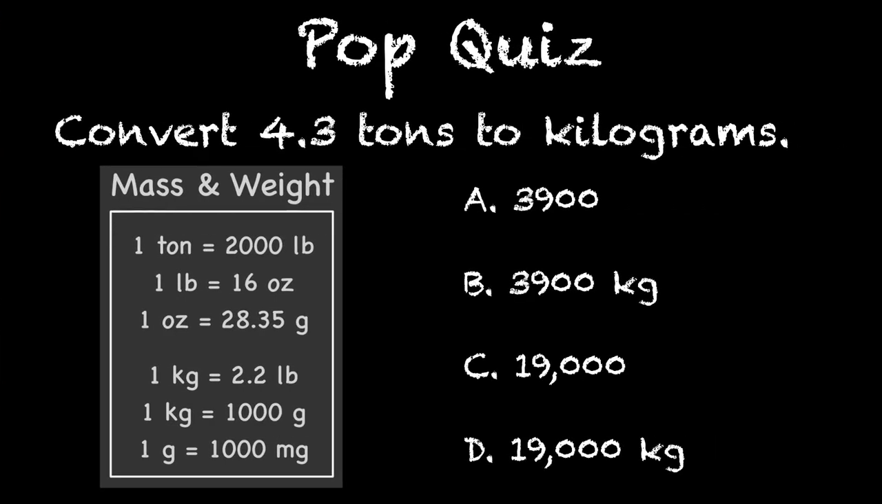Pop quiz. Convert 4.3 tons to kilograms. A. 3,900. B. 3,900 kilogram. C. 19,000. D. 19,000 kilogram.